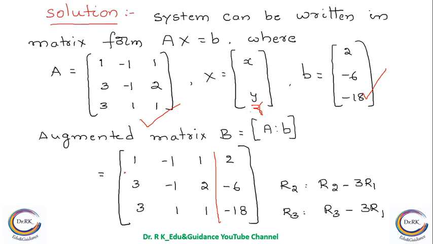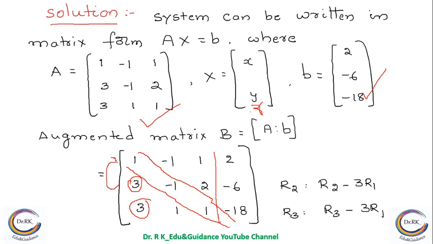Now, if you remember, we are trying to convert this into echelon form. That means we have to convert it into an upper triangular matrix, almost like an upper triangular matrix. So we have to make this 0 and this 0 using only row operations. Now generally we'll do it like this.